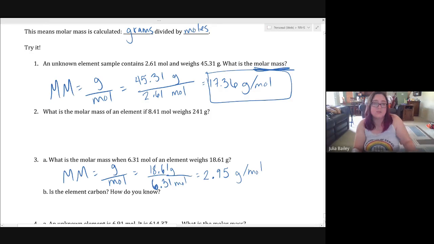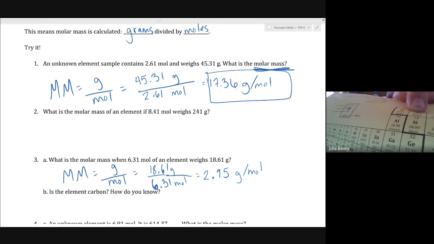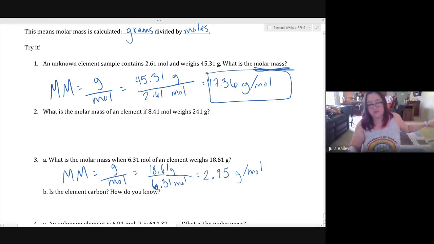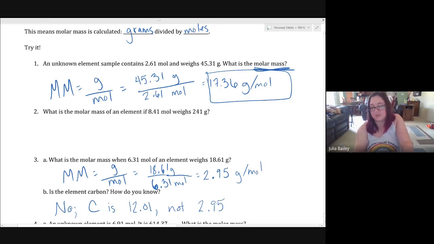And then it asks, is the element carbon, and how do you know? Well, I know that molar mass should be on the periodic table. So if I go look at carbon, carbon's molar mass is 12.01. That does not match 2.95. So that tells me that no, it's not carbon, because carbon is 12.01, not 2.95. In fact, none of the elements are 2.95. So this is actually not an element. It's something we made up.